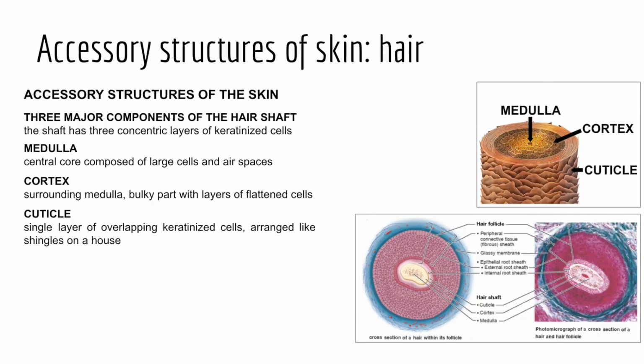Looking at the hair shaft, the part visibly protruding from the skin is composed of 3 concentric circles or layers: the medulla, cortex, and cuticle. As we look at the innermost medulla found right here, it's the deepest part. It's a central core composed of large cells as well as some air pockets.